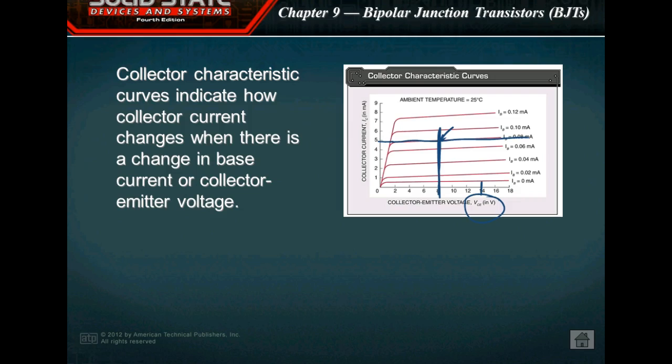Active. Now, when we use this as an amplifier, we are going to operate it in the active region. If we use it as a switch, we're going to switch it between what? Cutoff and saturation. Y'all understand that? We can't amplify in cutoff, and we can't amplify in saturation. But we can definitely amplify if we have it in the active region.